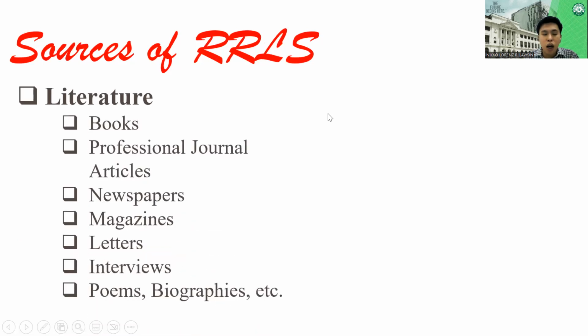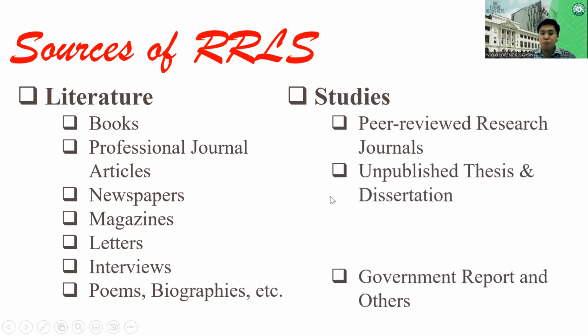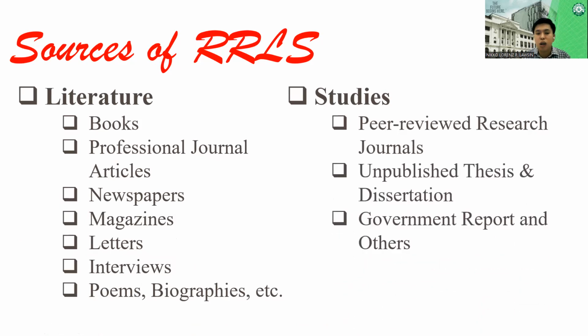Now, what are the sources of RRLS? Literature, you could get them from books, professional journals, articles, newspapers, magazines, letters, interviews, poems, and biographies. While in studies, you can use peer-reviewed research journals, unpublished theses and dissertations, and government reports and others.